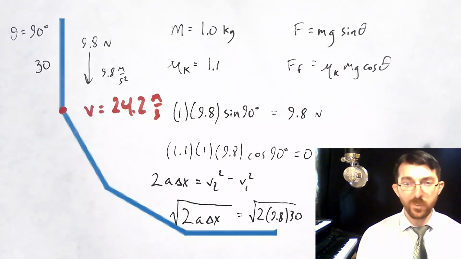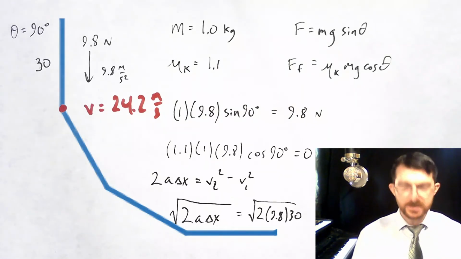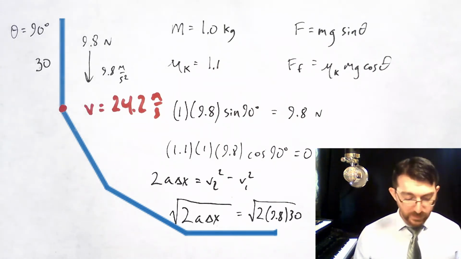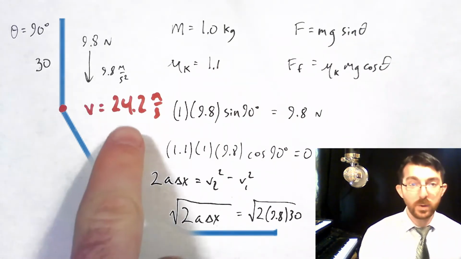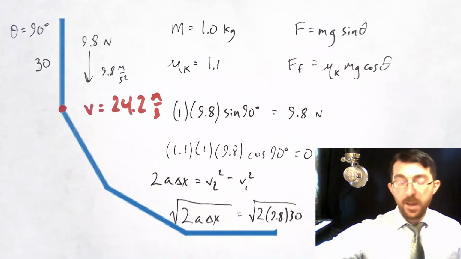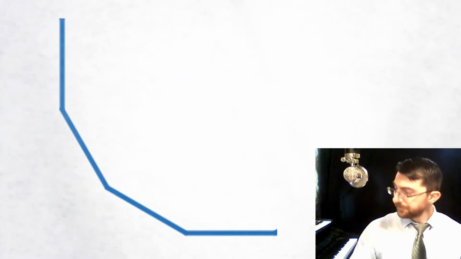This segment wasn't really that complicated because the angle was 90 degrees, and so the sine and cosine were just 0 and 1. It's the next one that's really going to be interesting. So 24.2 is the velocity. Let's just keep that in mind as we go to the next segment.